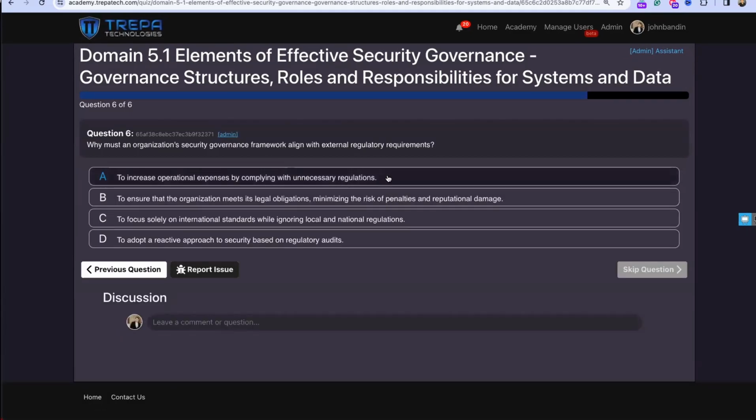Last question, why must an organization's security governance framework align with external regulatory requirements? That's going to be B, to ensure that the organization meets its legal obligations, minimizing the risk of penalties and reputational damage.